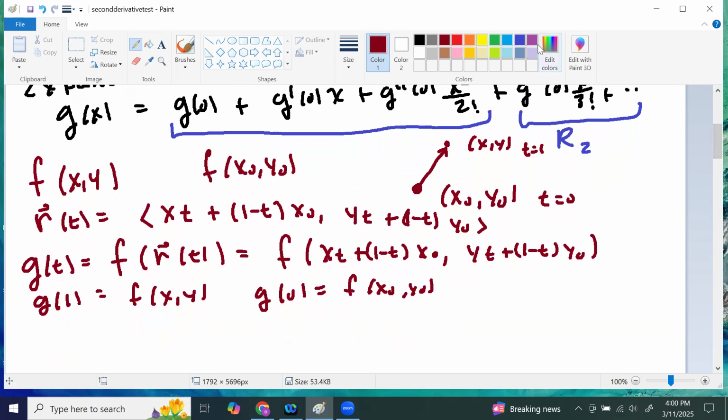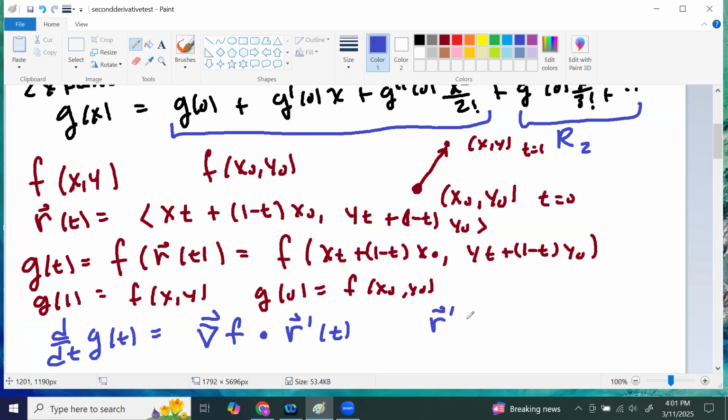Okay? Now you've probably learned the chain rule. Since this is a function only of t, it makes sense to talk about its derivative. And we're going to need the derivative because we're going to be using the one variable chain rule. And you probably learned from the chain rule that that's going to be the gradient of f dotted with r prime of t.